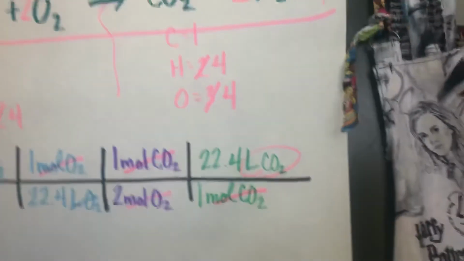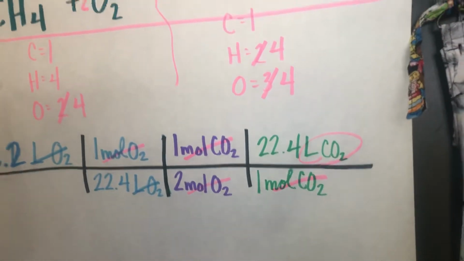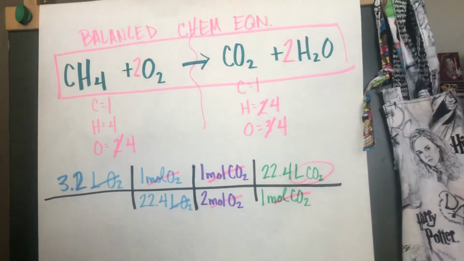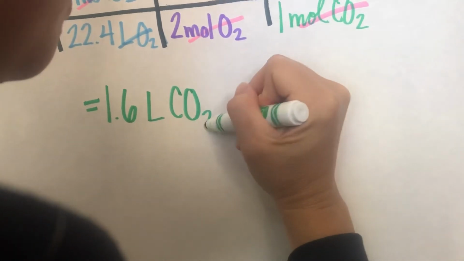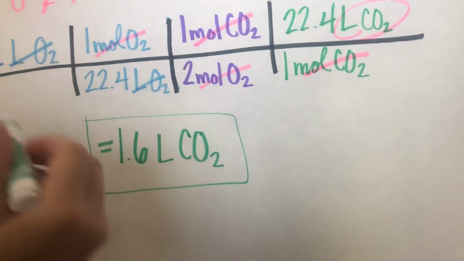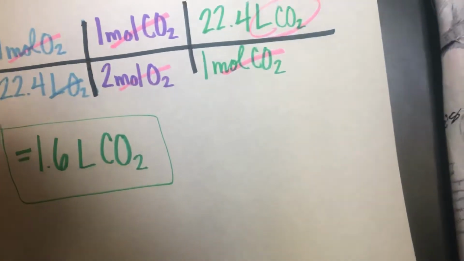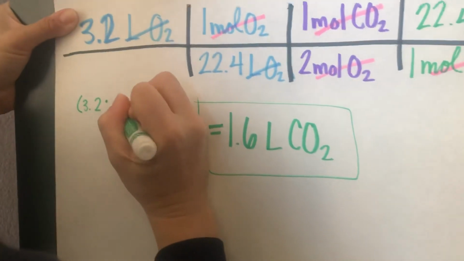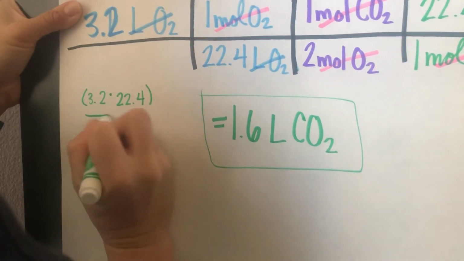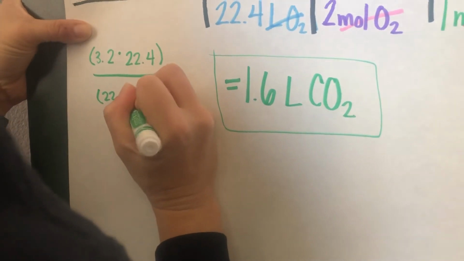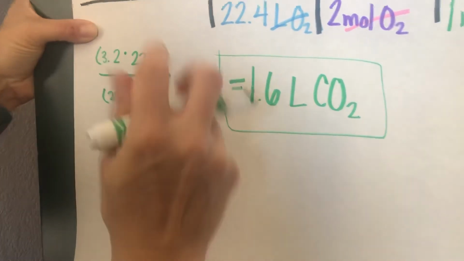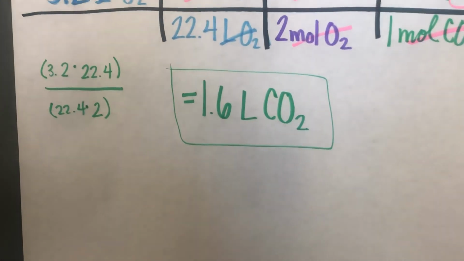We want liters of CO2. So now we're going to run the math, and you get an answer of 1.6 liters of CO2. This is our answer. I got that because on the top, in the numerator, I took 3.2 times 22.4, and then I divided that by 22.4 times 2 on the bottom. That's what gives me 1.6 liters of CO2.